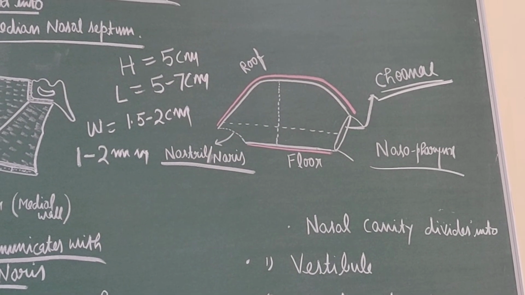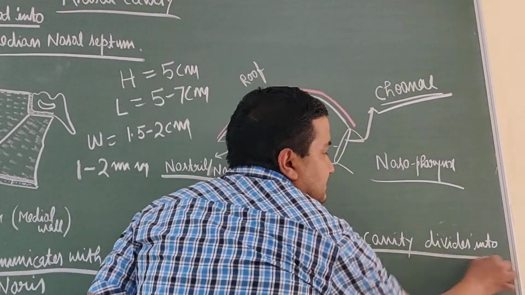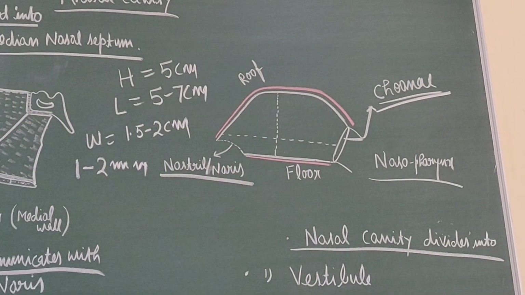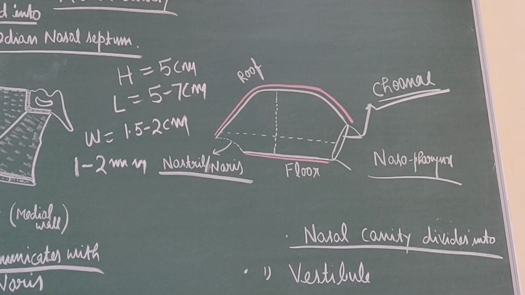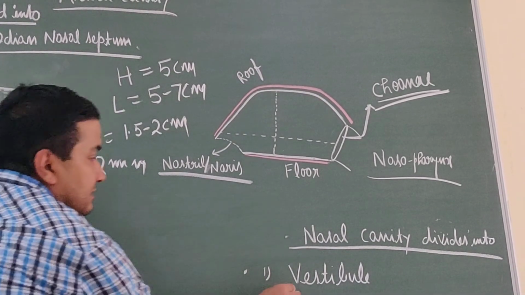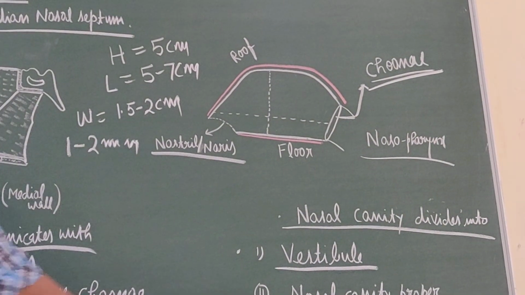Now, each nasal cavity is divided into two parts. It is the vestibule and the nasal cavity proper.